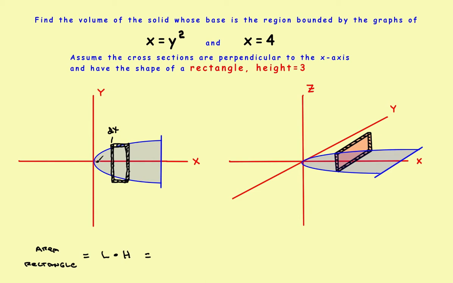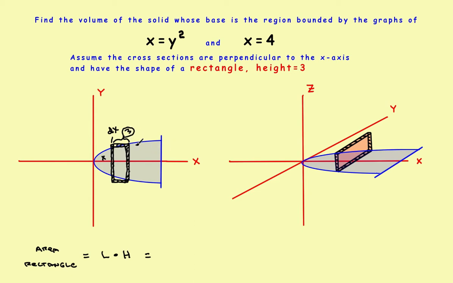Now the idea is this: you've come in a given distance x, so from here to the base of your solid is x, and what you want is the length times the height of this rectangle. On this particular problem, it tells you that the height of the rectangle is a constant 3, so this height right here is 3. You know how tall the rectangle is.